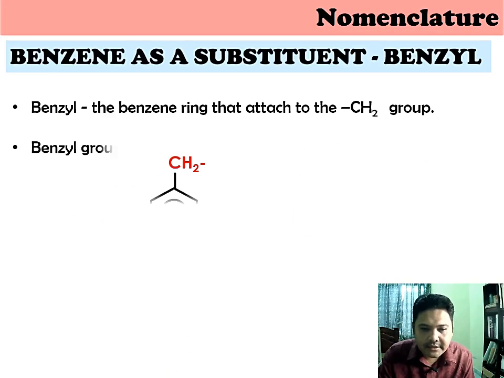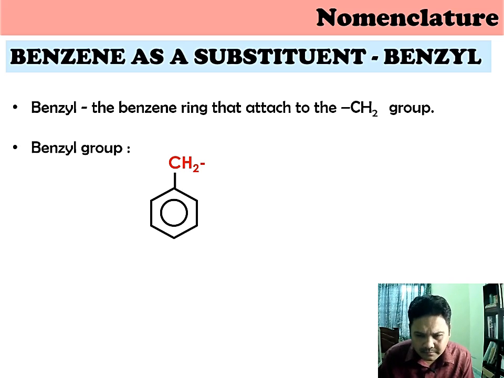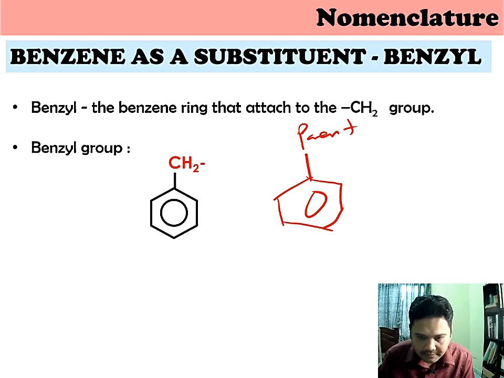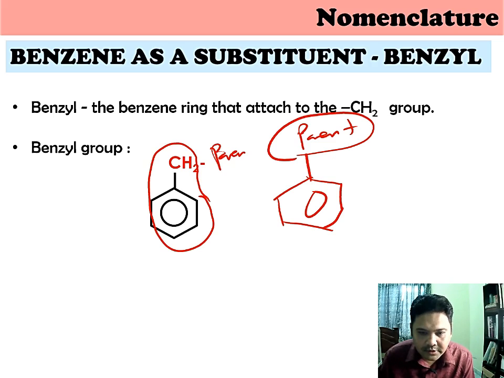Besides phenyl, benzene can also be a substituent and become benzyl. So please differentiate between benzyl and phenyl. For phenyl, we don't have any extra carbon; the benzene ring is directly attached to the parent. But for the benzyl group, we have CH2 here. So this one is benzyl. The CH2 and benzene will attach to the parent. So that is the difference between phenyl and benzyl.